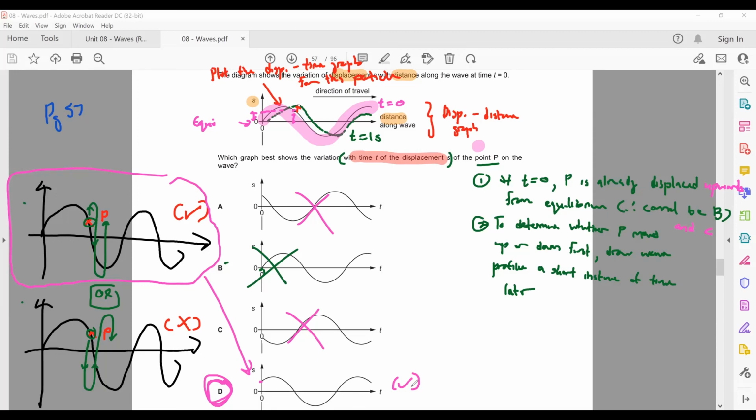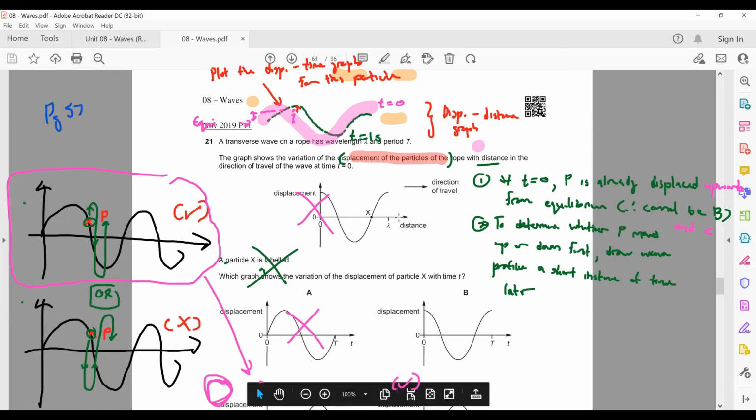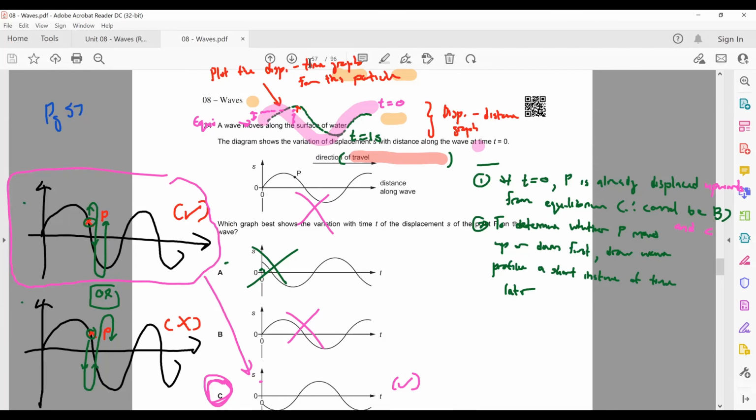So good. All right. Okay, so let me just see whether there's something else from here. Wait, oh, sorry. Can I just ask a question real quick? Yeah, sure. In terms of drawing the wave profile a short distance later, right? Like how short is short? Would it change the direction if, let's say, I do it a bit too far away?